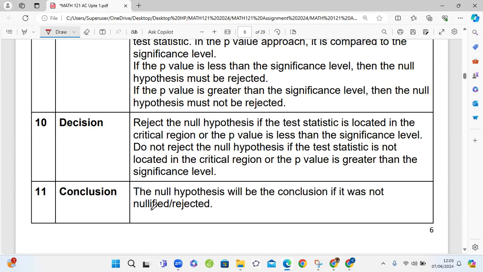And the conclusion now, you will conclude with the null if it was not rejected. But if it was rejected, then you will conclude with the alternative hypothesis. So these are 11 important terms that you must know or familiarize yourself with or learn during assignment C.